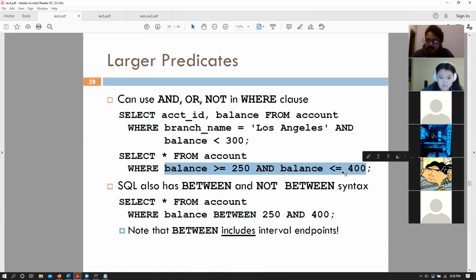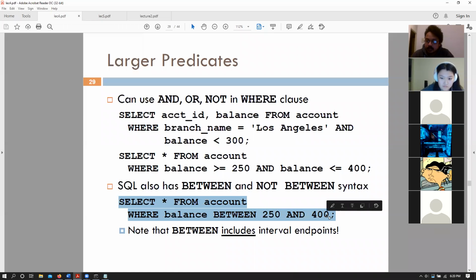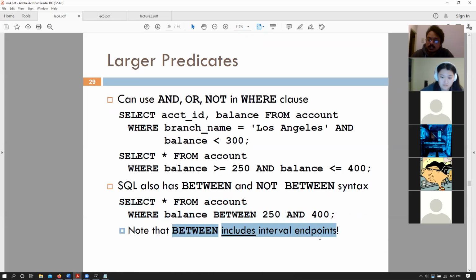One quite common abstraction that databases usually provide to you is this comparison operator between. So between is essentially written as select star from account where balance is between 250 and 400. Remember that between includes the interval points. So that is the same as basically saying greater than or equal to, and less than or equal to. Right, so it includes the interval points, and you can also say not between. That's just syntactic sugar for you guys. If you want, you can also use this.